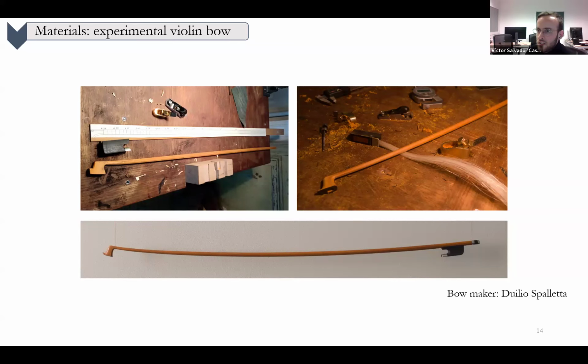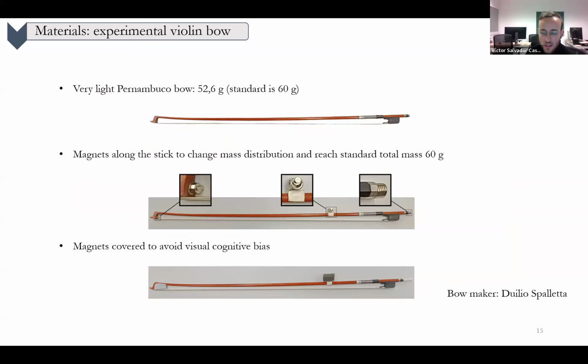The characteristic of this bow is that, since our focus was on variations in mass distribution, Duilio came up with the idea of designing this very light Pernambuco bow, which is 52.6 grams when the standard is 60 grams, and came up with the idea also of using small magnetized magnets that could be positioned at different parts, where he put different small pieces of magnetized nickel. I think it was nickel.